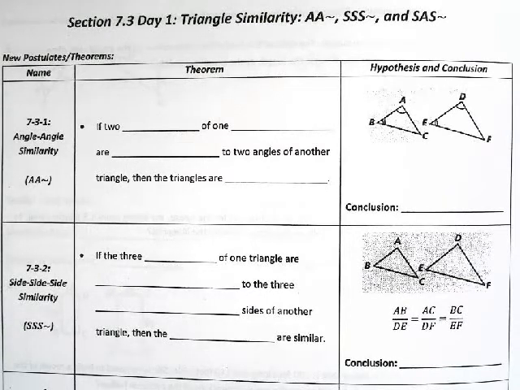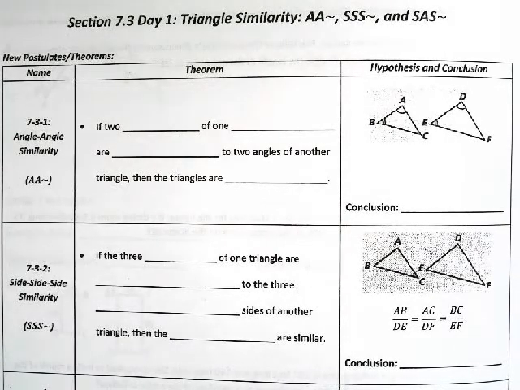Hi everyone. Today we're going to be working through the first day of section 7.3, and we're going to be working with similarity still, but now we're going to be working specifically with triangles. And what we're going to be doing today is learning about some shortcuts to determine if a pair of triangles are similar. And so this is going to have a lot of parallels to when we did triangle congruence.